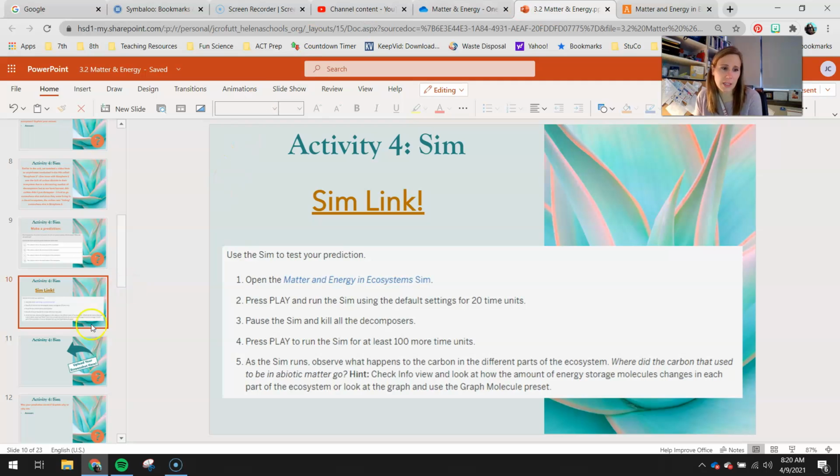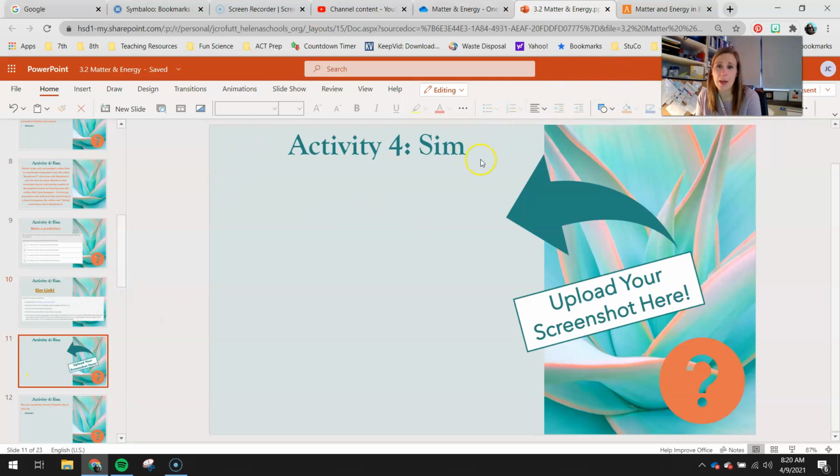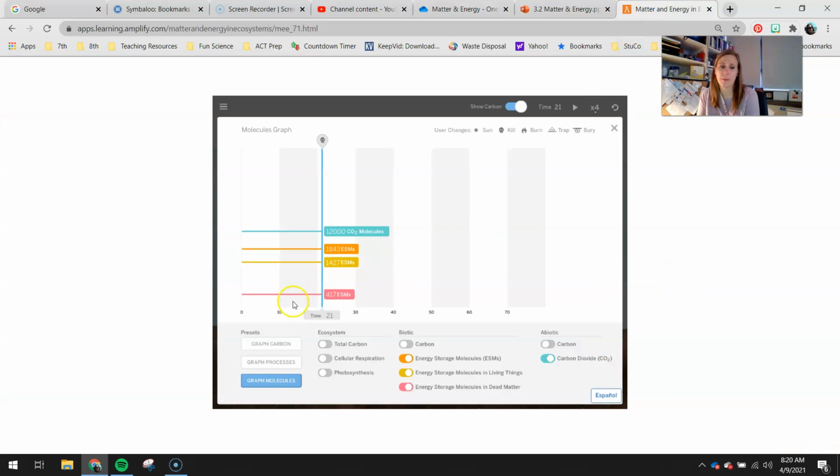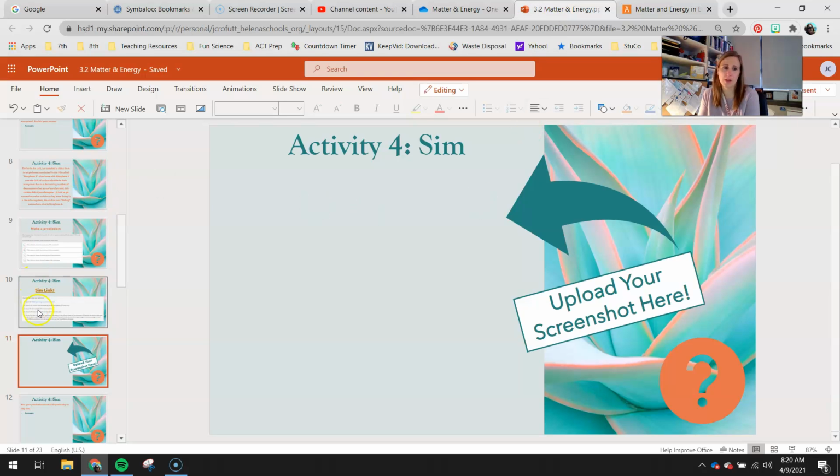Okay, when you are done, you'll need to screenshot that and show what happens. So you will want to drag it back to where you made the change, at about 20 time units, and start highlighting what happens to those different carbon molecules.